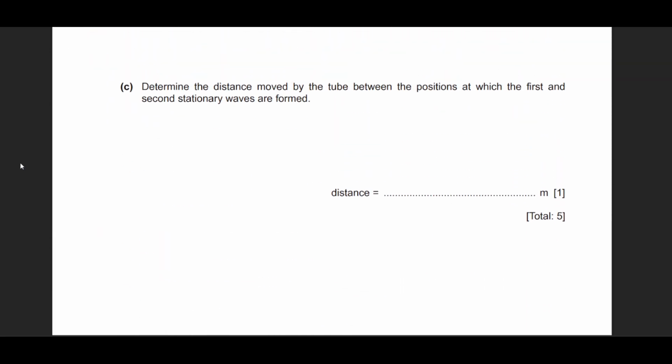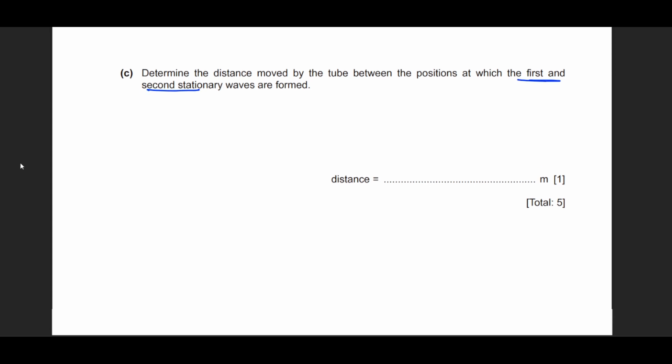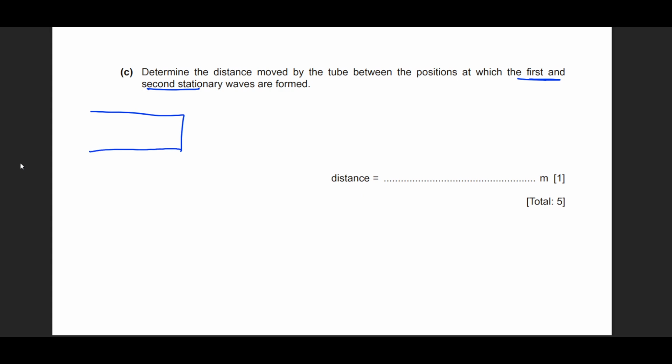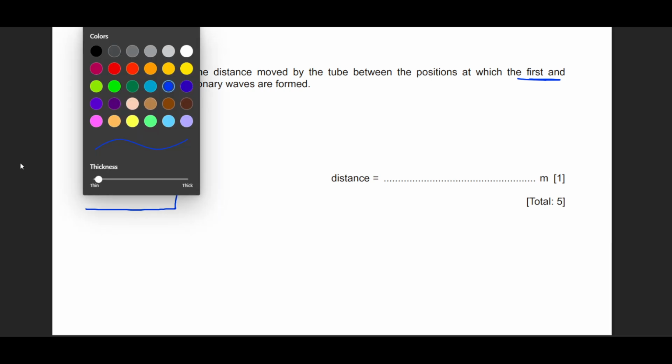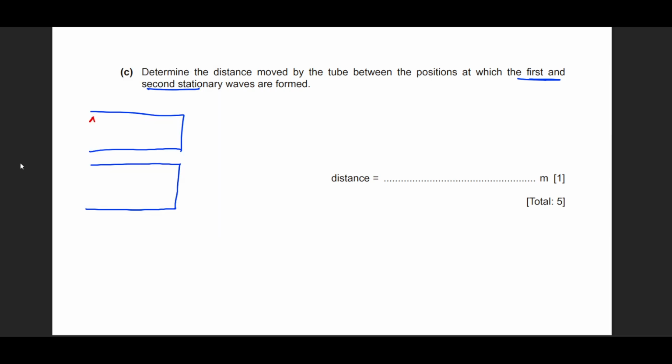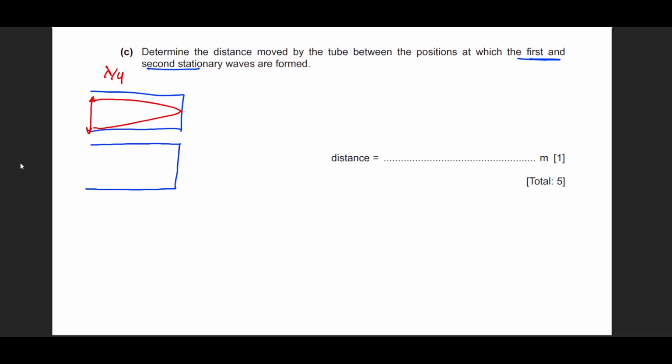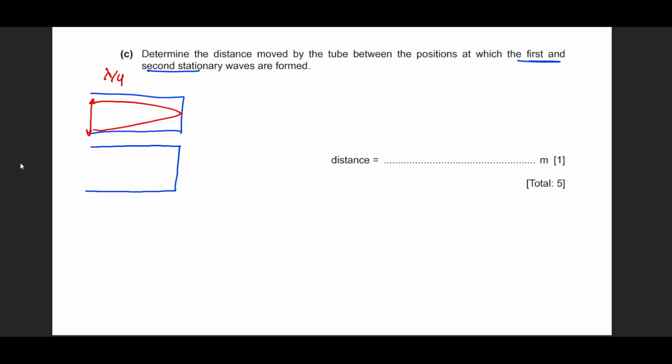All right. Determine the distance moved by the tube between the positions at which he first hears the sound and the second stationary wave being formed. You see, we have understood this in the stationary wave chapter, what is the next possibility of the stationary wave that can be set up? If this is what the stationary wave looks like, an antinode at this point and a node at the closed end, this is lambda by 4 wavelength. And in the same amount of space, if you wanted to make another stationary wave, then the next possibility is going to look something like this.